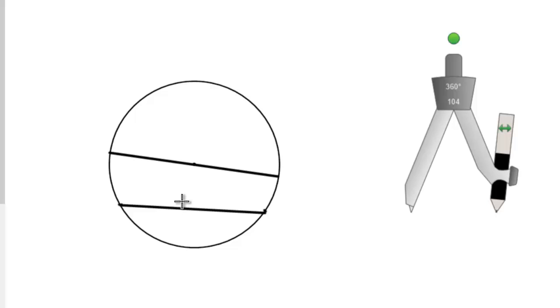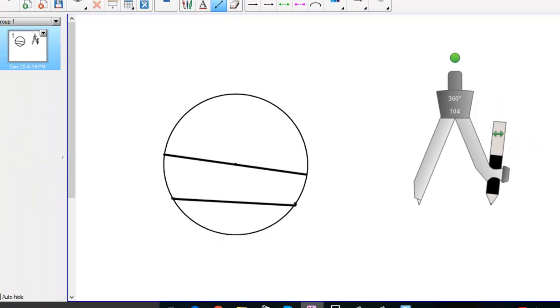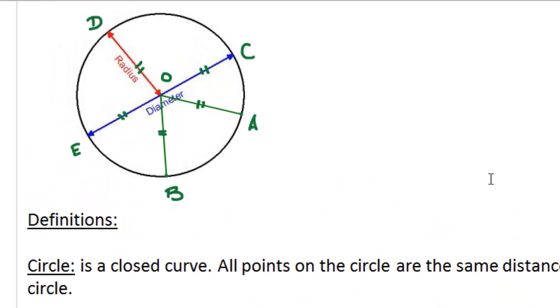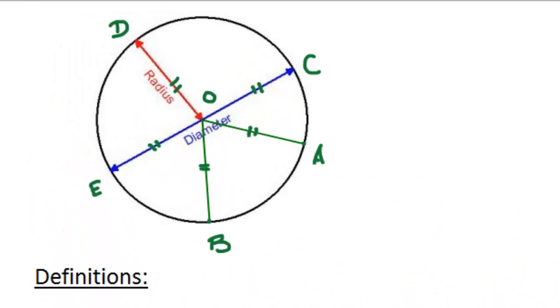What is the difference between this line and the diameter? The diameter is the largest distance between two points on the circumference that is passing through its center. So that's why it's very important to understand through its center. It has to be in red, because if it's not passing through the center, it's not a diameter. And that's why the line in blue, E C, we call it a diameter because it's passing through the center O.